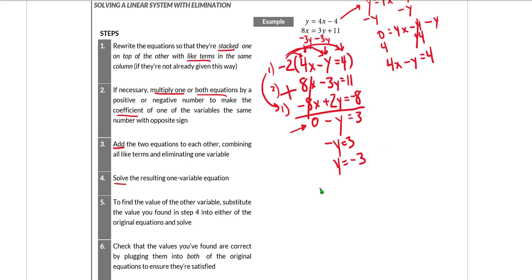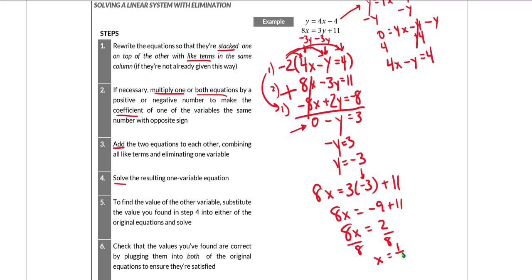So we're going to do 8x equals 3 times negative 3. That negative 3 value is just going in for y, plus 11. So this is going to be 8x equals negative 9 plus 11. That is 8x equals 2. We divide by 8, and we get that x equals 1/4.